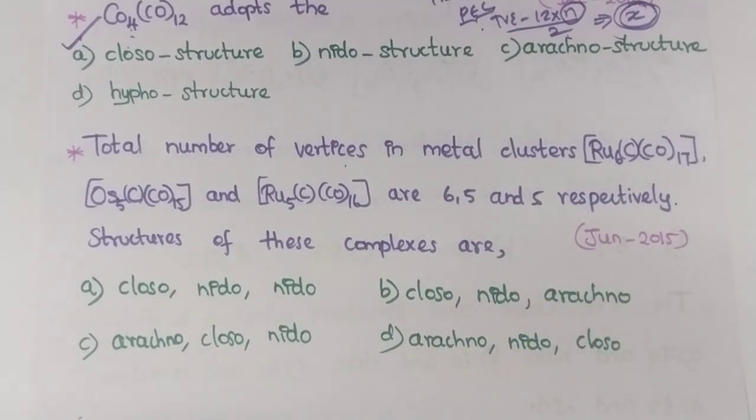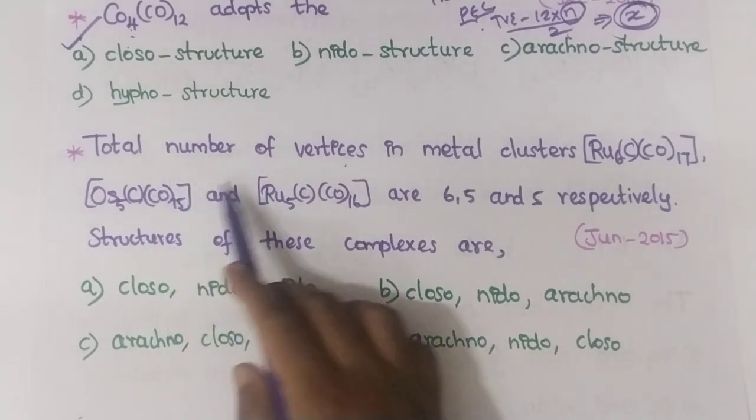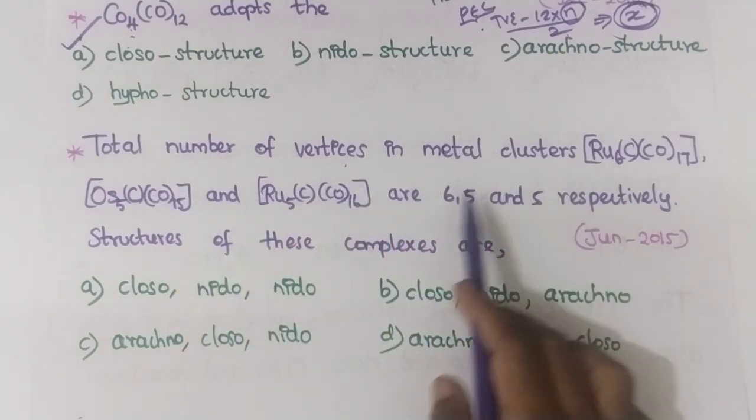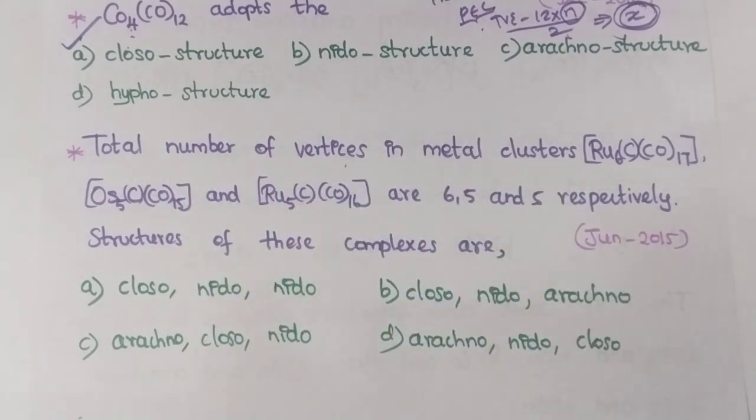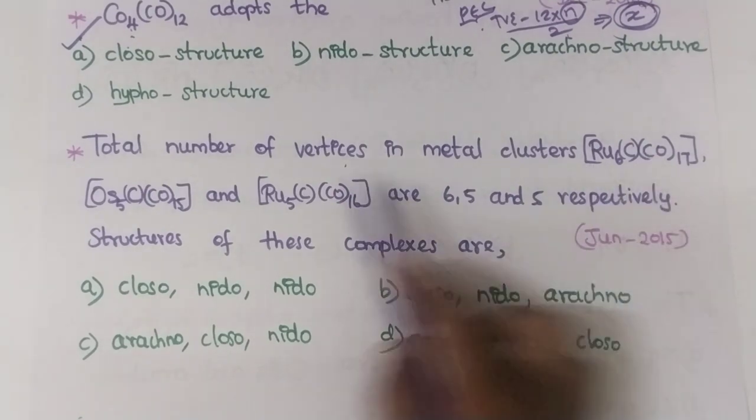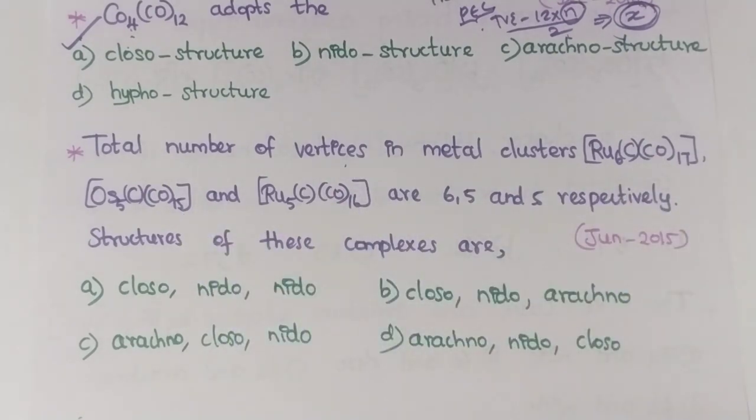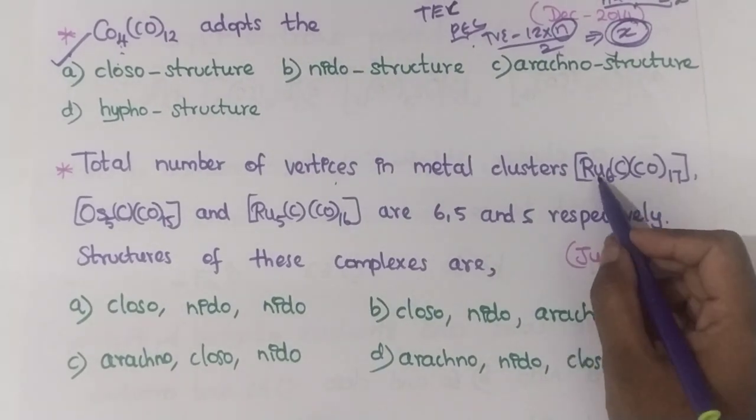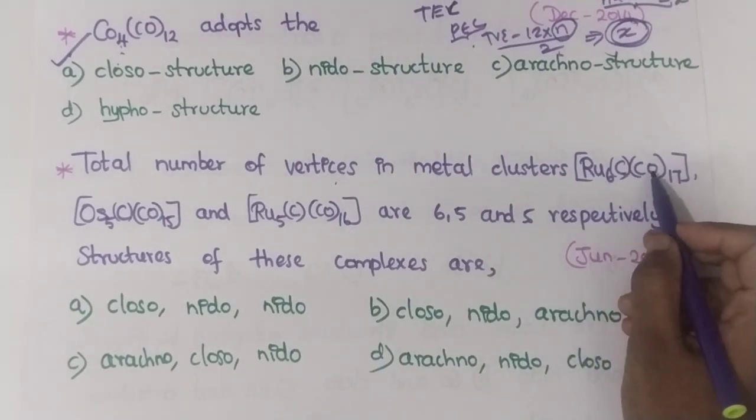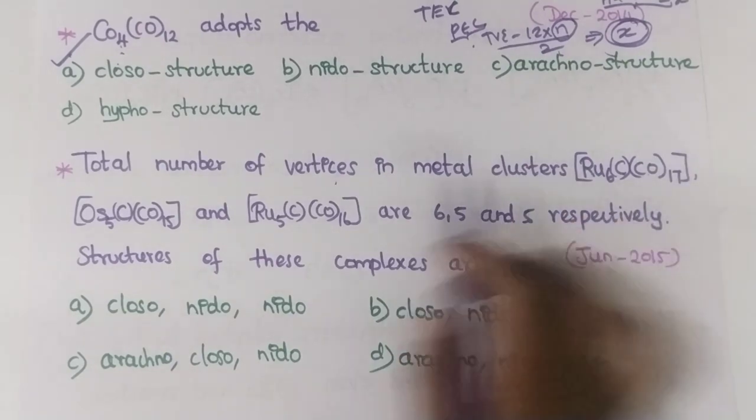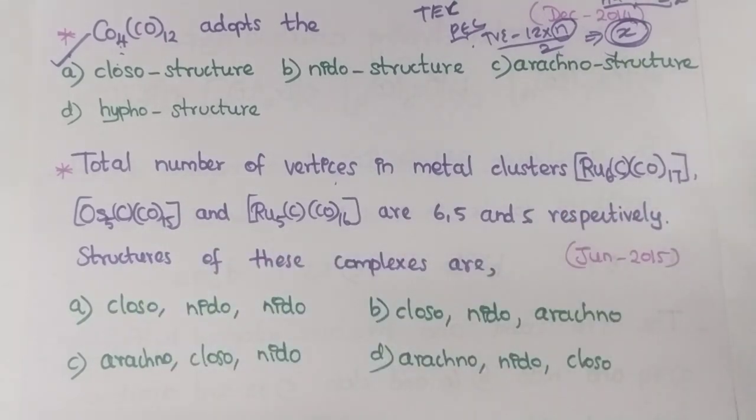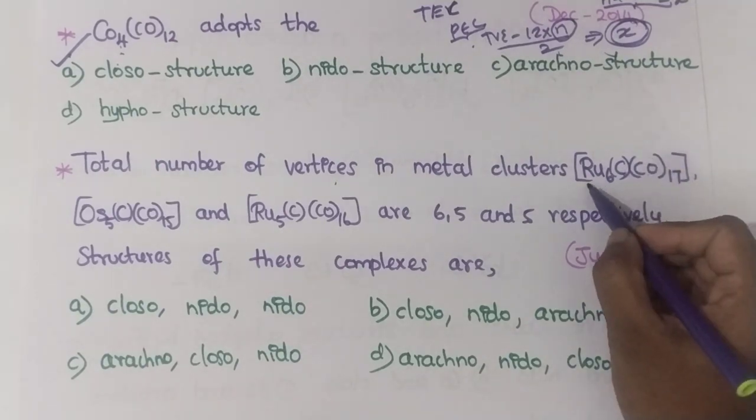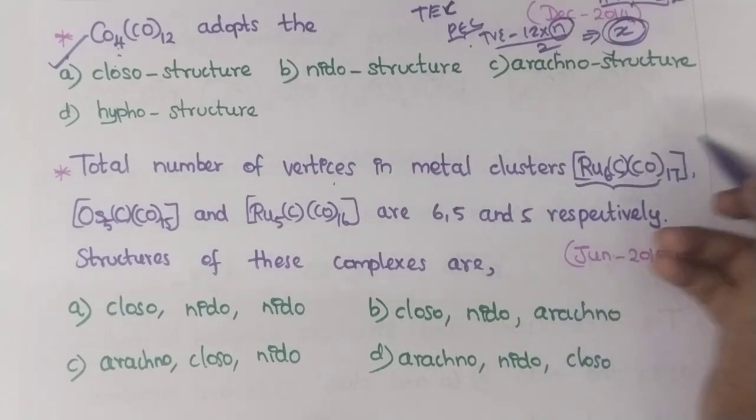Now the last question, it is also a very simple one. Total number of vertices in these metal clusters. You have to find out the structure for these 3 metal clusters. Simple one. This is Ru6 carbon CO17. In all these cases they have given carbon also. Carbon has a valence electron of 4, right? It is very simple.